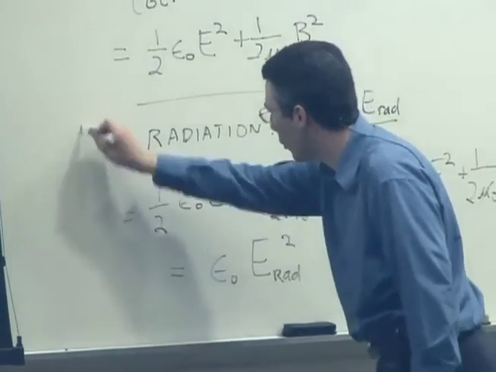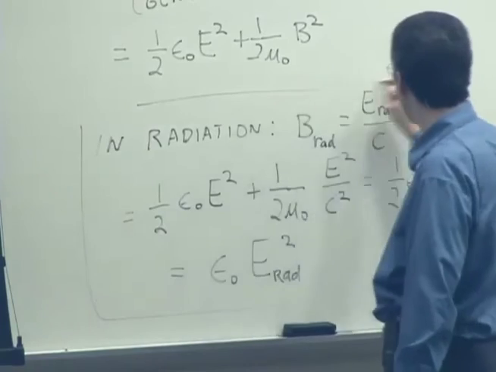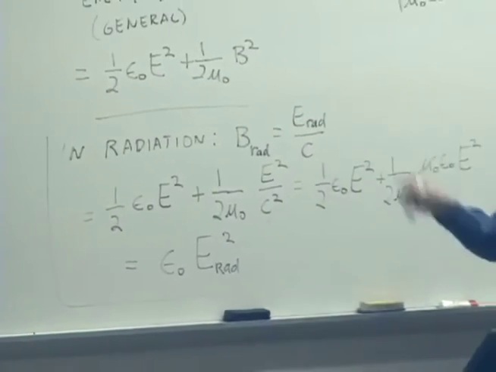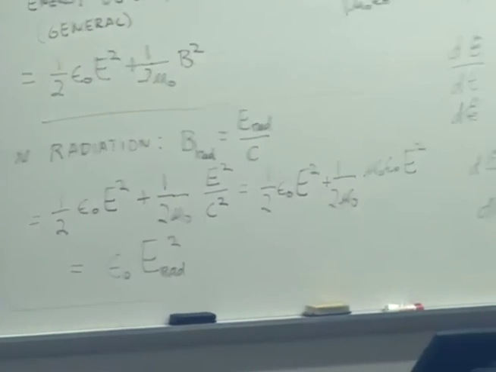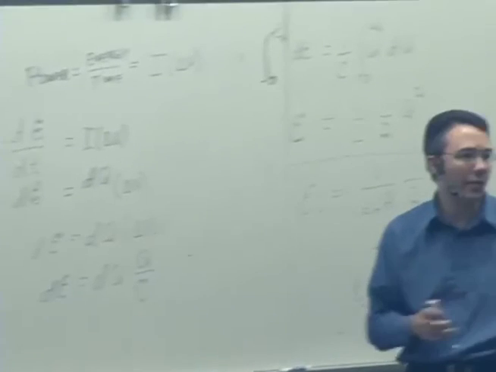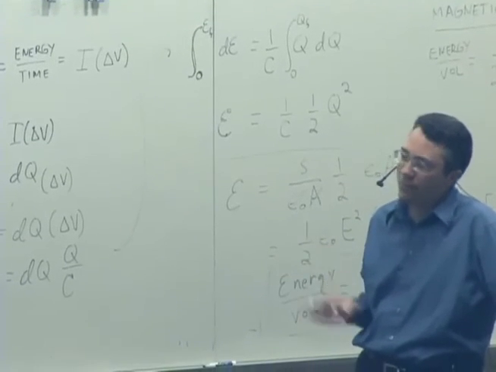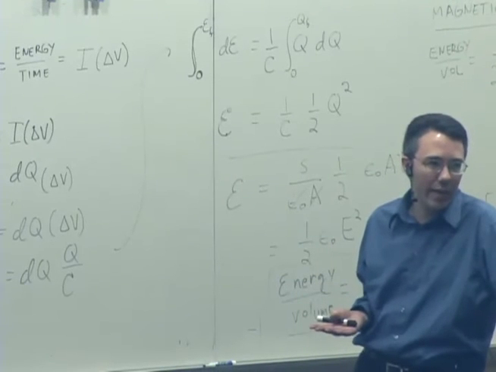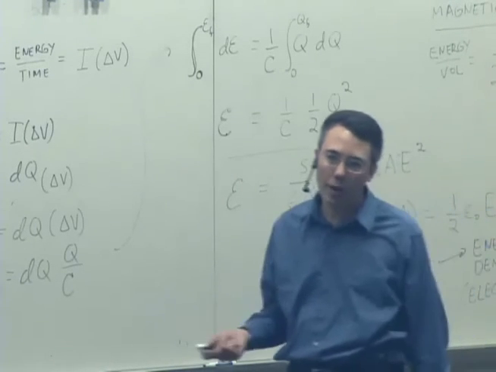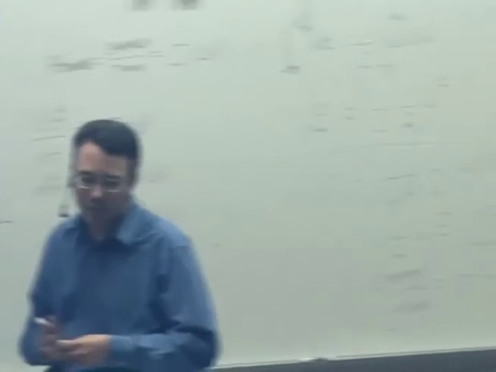So this is for radiation only, but it works out to be a simpler formula from the relationship between the electric and magnetic fields in radiation. It's just telling us again that energy is stored in radiation, and it's proportional to the square of the magnitude of the field.